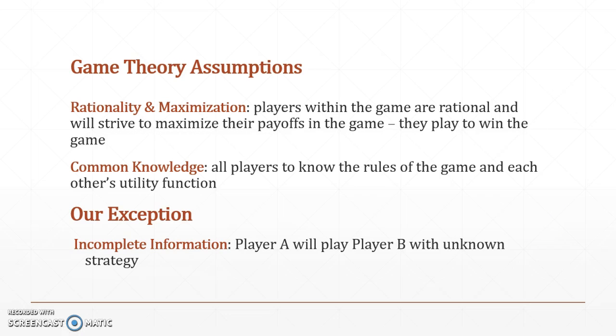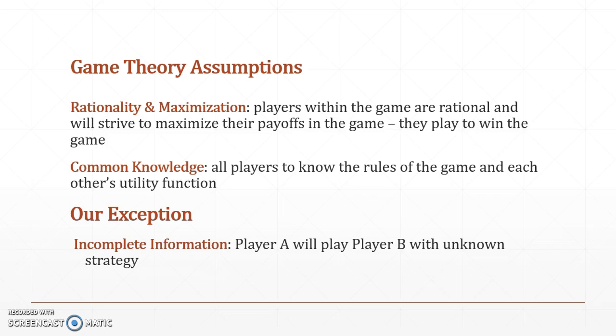So with game theory, there's a few assumptions that come into play. We have the assumption of rationality and maximization, which is basically all players within the game are striving to win and striving to maximize their payoffs. So they're always playing to win the game. No one can be a beneficiary and let the other person win. That's not the case here. And then the other assumption is that there's common knowledge. So all players know the rules of the game and each player's other utility functions. So we know everything about the game and about the other player.